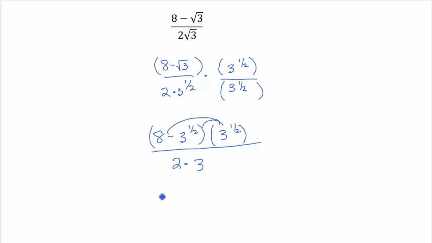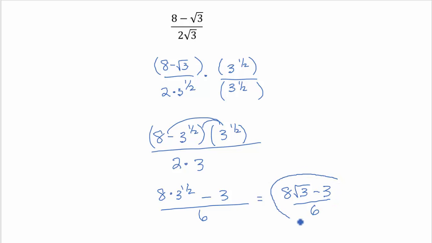Okay, so 8 times 3 to the 1/2 minus 3 to the 1/2 times 3 to the 1/2 is just 3. And then the bottom is 6. Well, that's going to simplify to 8 square roots of 3 minus 3 over 6. You can't cancel the 3 and the 6 right here because you would have to factor out a 3 first from this binomial and then cancel, and you can't factor out a 3 here. So there's nothing to cancel. This is your final answer.